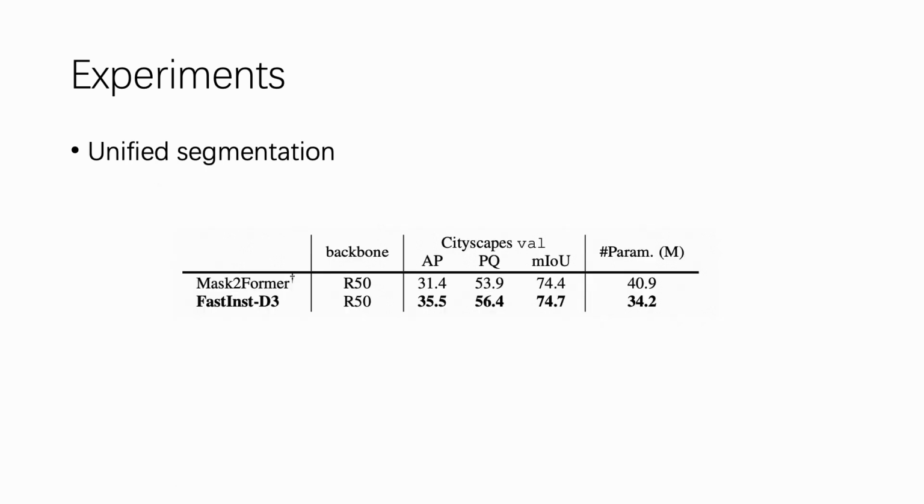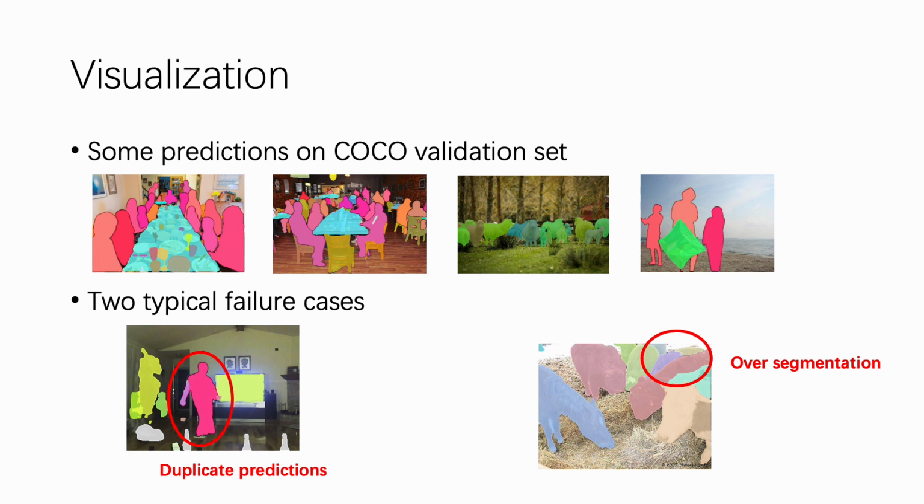One advantage of query-based architectures is that it can unify the image segmentation tasks. According to the practice of Mask2Former, FastInst can easily transfer to other segmentation tasks like semantic segmentation and panoptic segmentation, and show the superiority. These figures visualize some predictions of FastInst, including two typical failure cases. That is, the duplicate predictions and the over-segmentation.